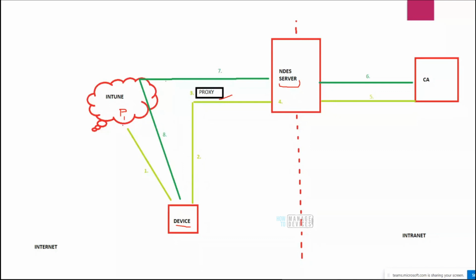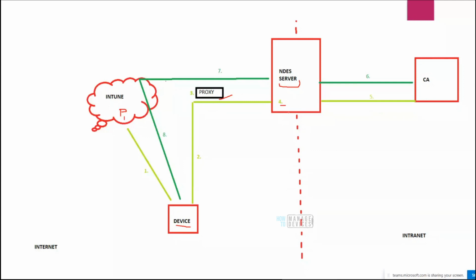I made a profile. The profile came down to the device in the first step. The second step is the device reaches out to something called an Azure app proxy or a proxy server. The proxy server redirects that request to the NDES server. That is step 4.